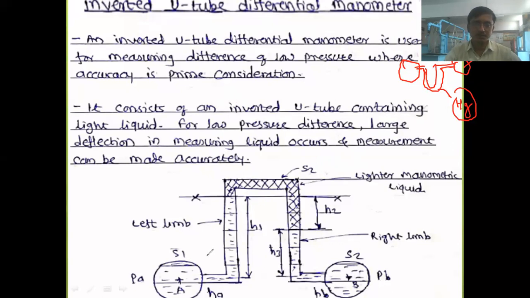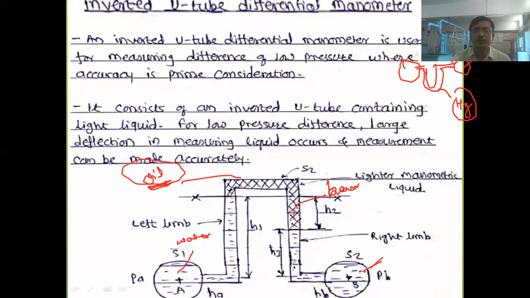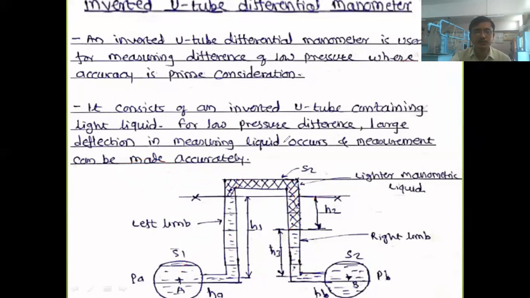Here, contrary to that, in the inverted tube manometer, the manometric fluid present in the manometer is lighter than the fluid flowing through the pipe. Like this, we can say here it may be water. And what is the reason behind taking this manometric fluid lighter? The reason is that if we take the manometric fluid as a heavy fluid, it will not remain there. It will suddenly come down, and this fluid will come up here, right? So that's why.